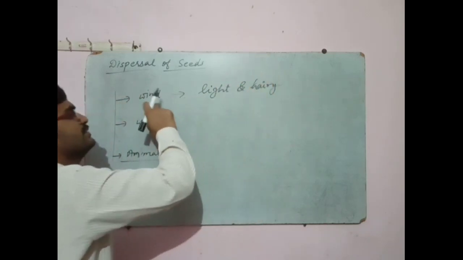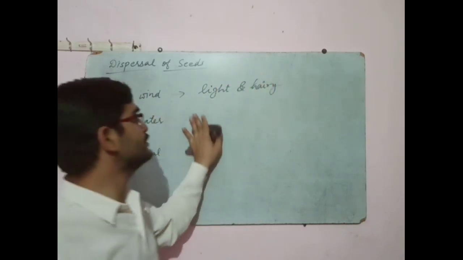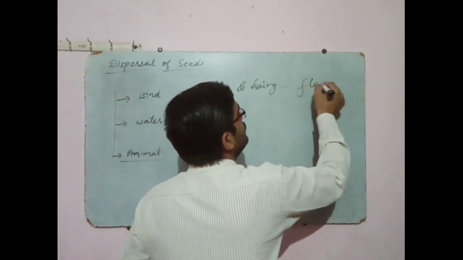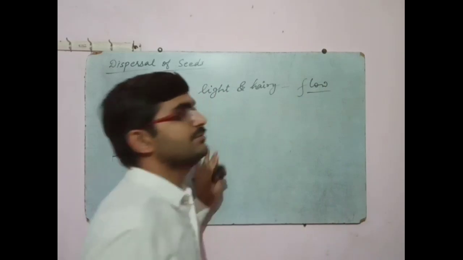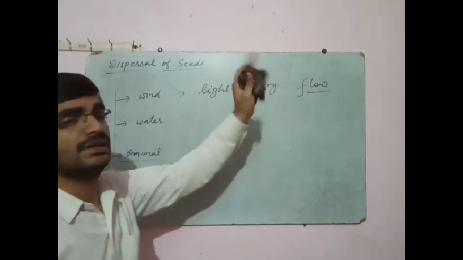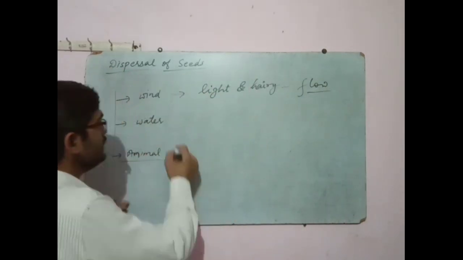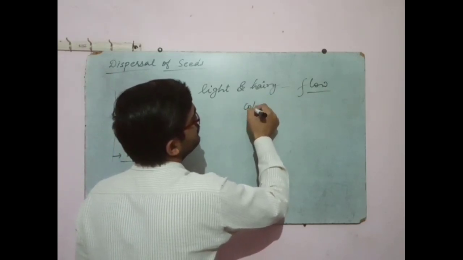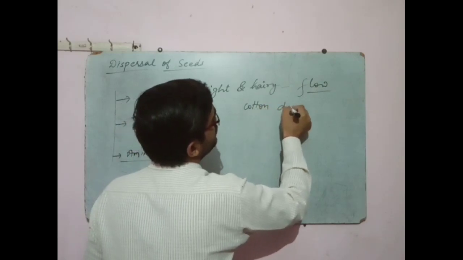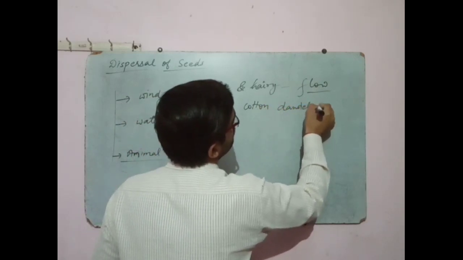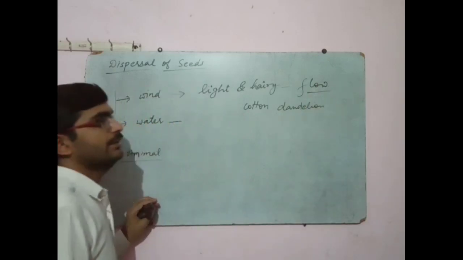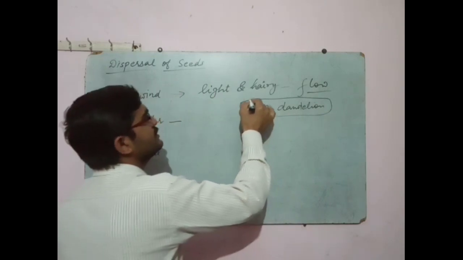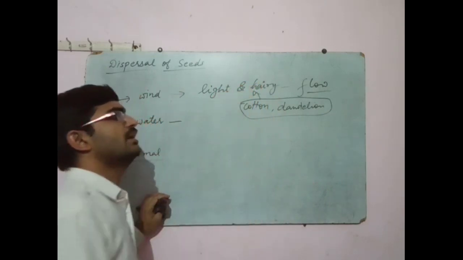Those which are dispersed by wind will be light and hairy, because they can float with the help of wind. That's why they can be transferred from one place to another place. Clear? For example, like cotton, dandelion. Okay, these are the plants in which the dispersal takes place with the help of wind.